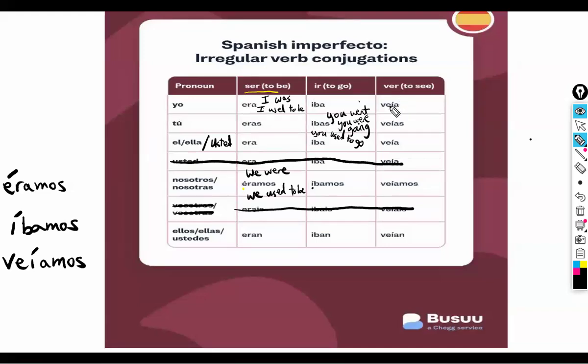Then we have ver. Veía, accent on the I. Veías, accent on the I. Veía, accent on the I. Veíamos, accent on the I. Veían. So all of these have accents on the I, right? And what do they mean? They saw, they were seeing. So they were seeing a movie when the fire alarm went off or something. They used to see. If you have a question, let me know, right?